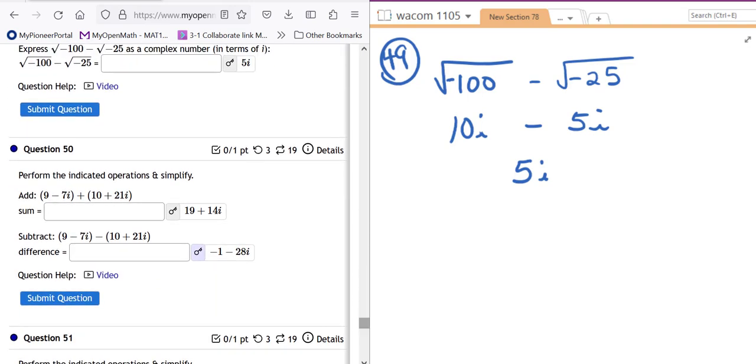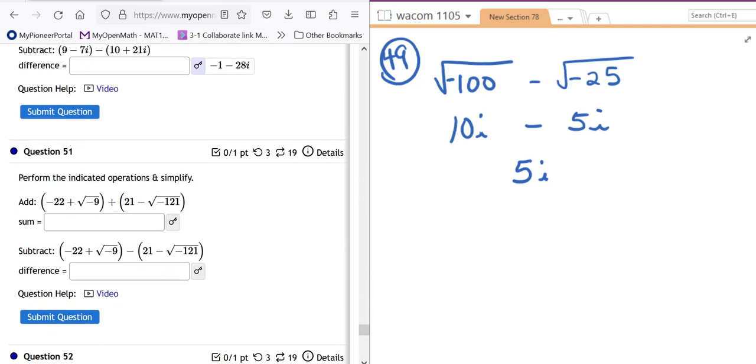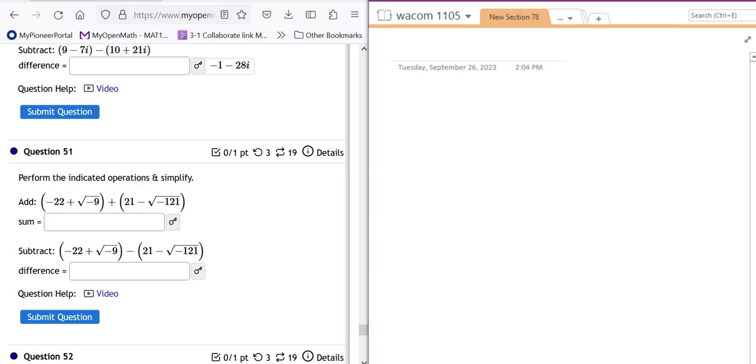All right, and we did 50. 51, the only difference is you have to simplify these radicals first. You are still adding. You know what? I'm only going to do the subtract.